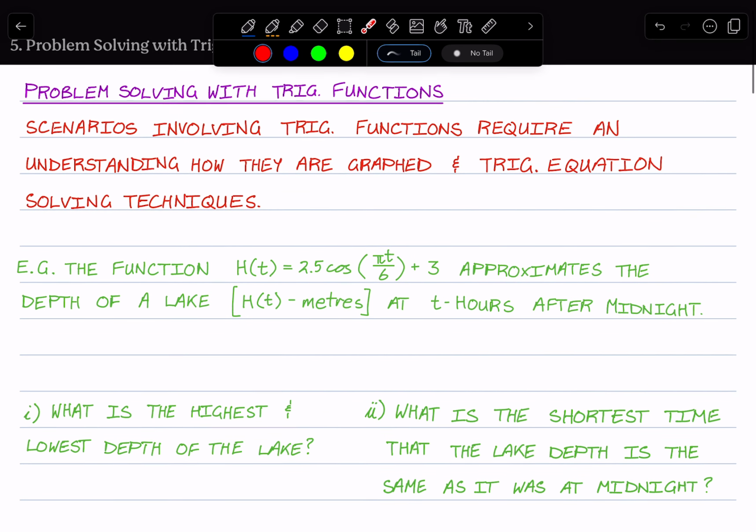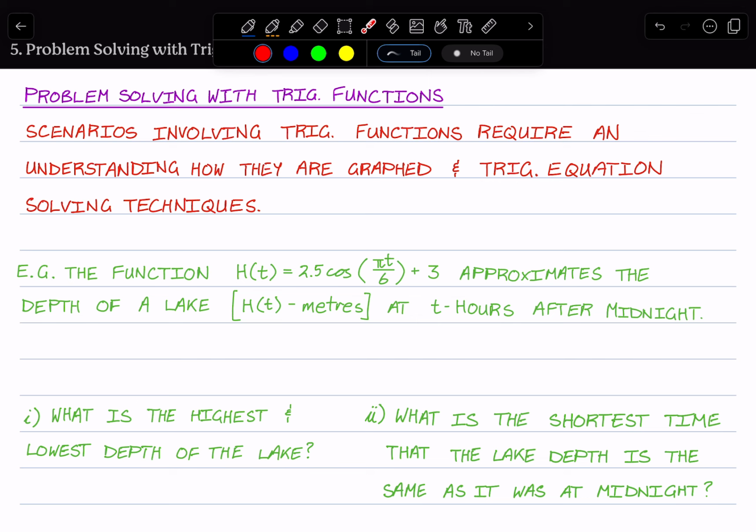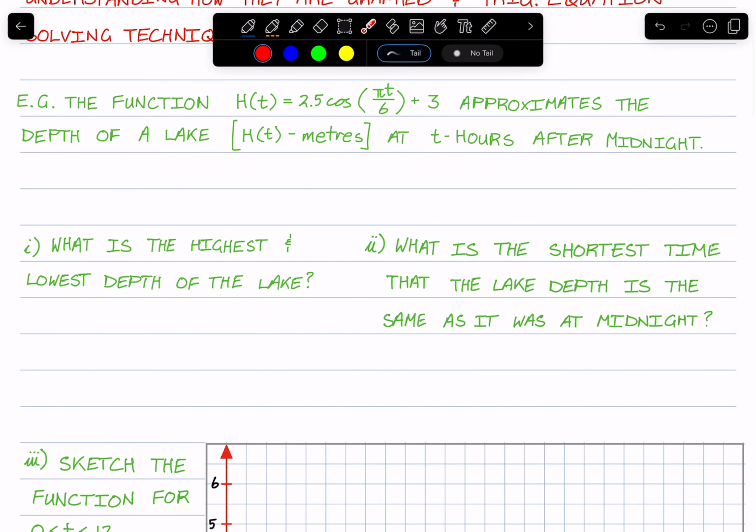Class, this is a video tutorial on problem solving with trig functions. Scenarios involving trig functions simply require an understanding of how they are graphed, as well as being able to solve trig equations. So let's get into our first function here.